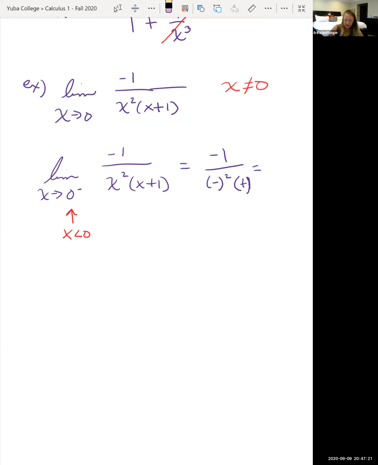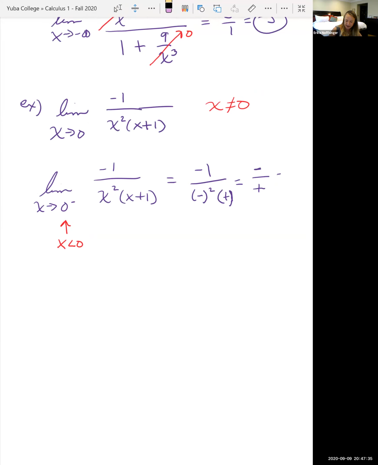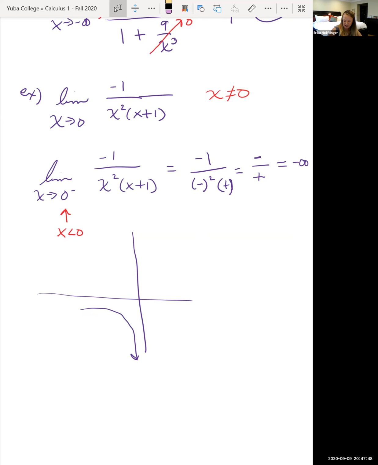So I just want to see what kind of number I'm getting back. I get a negative number in the numerator all over a negative squared, which is positive, times a positive, which is positive. So this tells me that as x is going to 0 on the left-hand side, I'm going to go to negative infinity. It's just shooting down. And then I want to see, is this going to be shooting down as x is going to 0 on the right-hand side, or will it be shooting upwards?